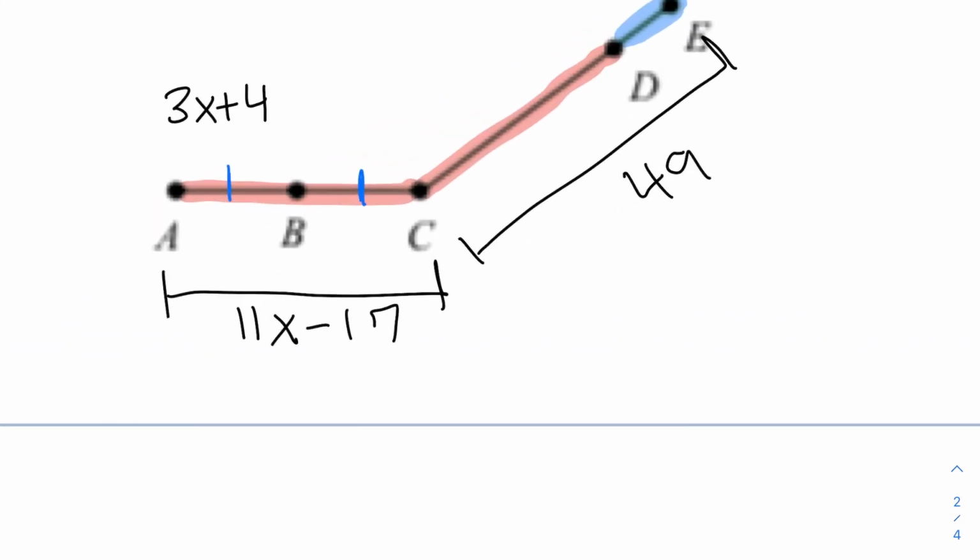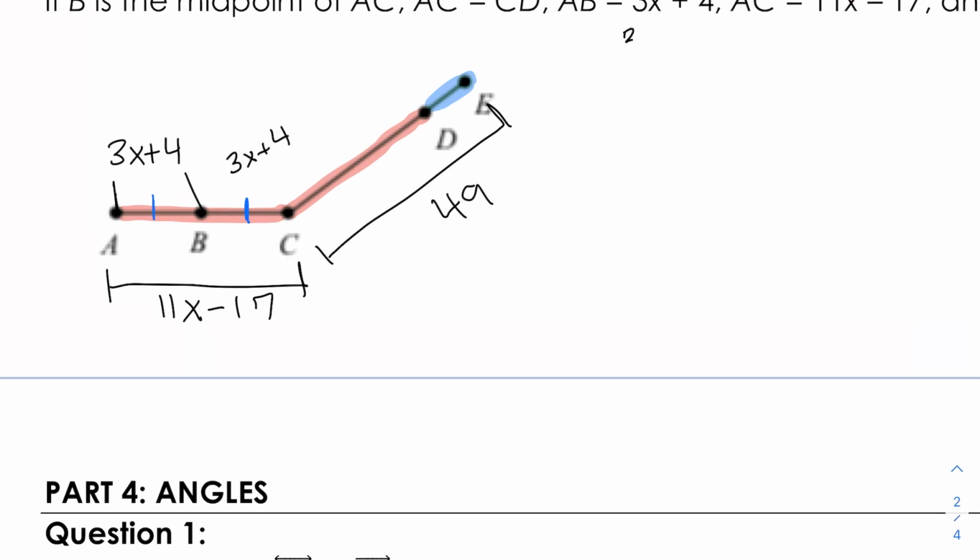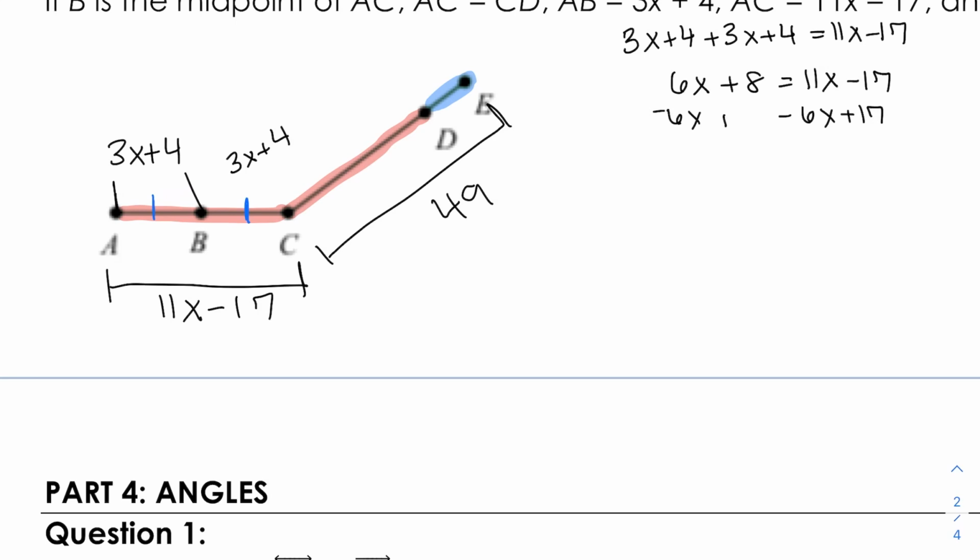The first thing I want to look at is the segment AC. This is like one of the ones that we did before. From A to B is 3x plus 4, so from B to C is also 3x plus 4, and the whole thing is 11x minus 17. So I'm going to add those together and set it equal to 11x minus 17. So I get 6x plus 8 is equal to 11x minus 17. I'm going to solve. So I get 5x is equal to 25, so x is equal to 5.